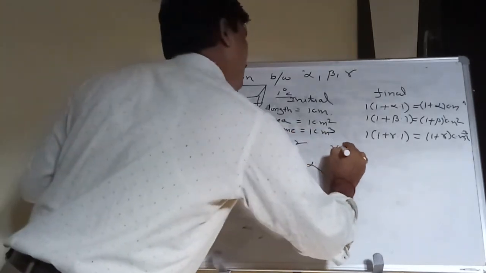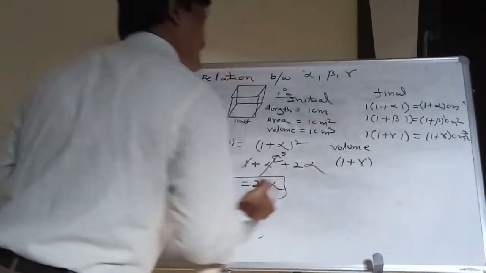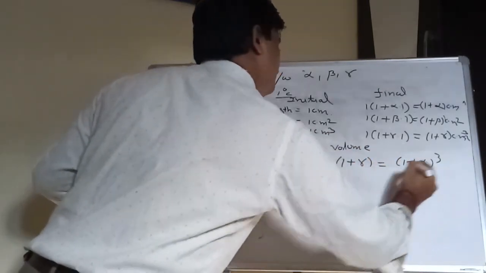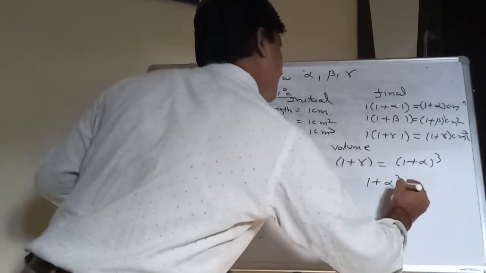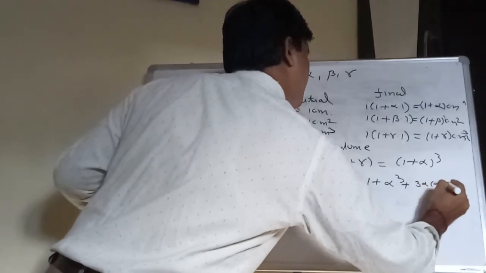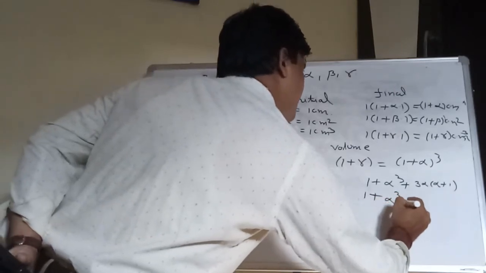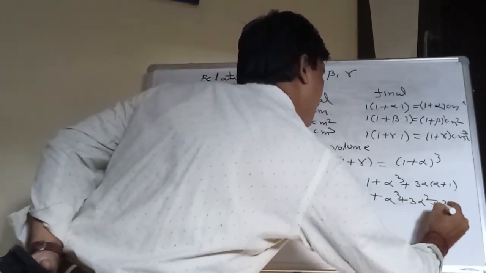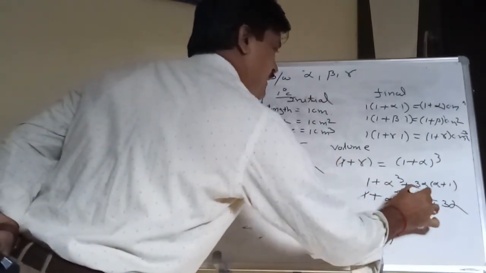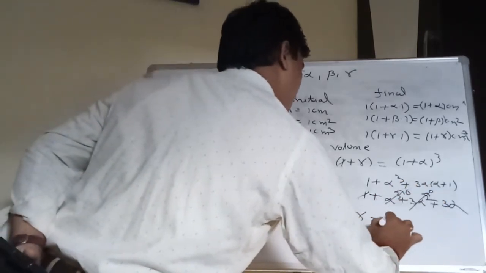Next, volume: 1 plus gamma is equal to (1 plus alpha) whole cube. So 1 cube plus alpha cube plus 3 alpha square plus 3 alpha. So the 1 cancels, alpha cube is negligible, and the alpha square term is also negligible. So gamma equals 3 alpha.